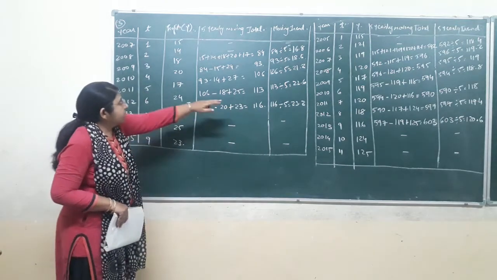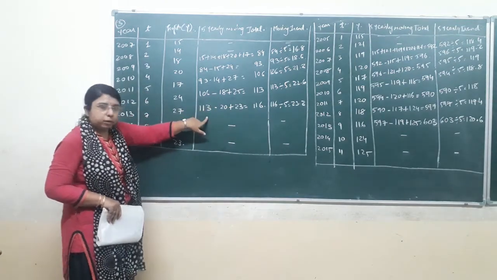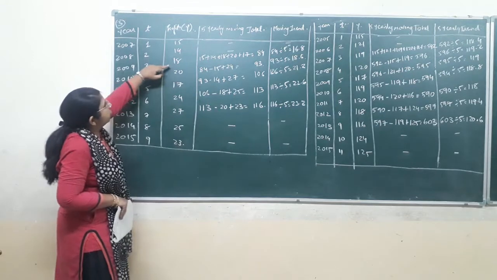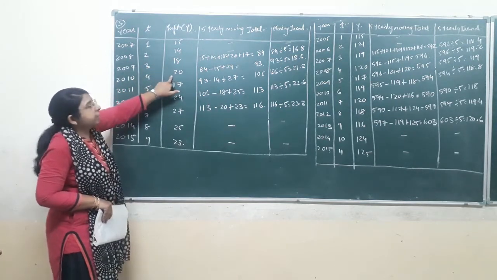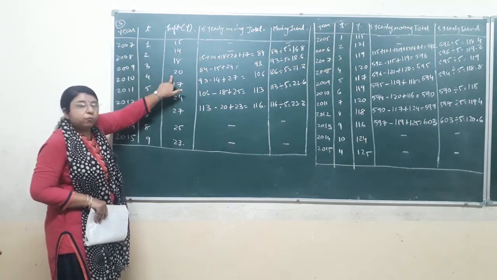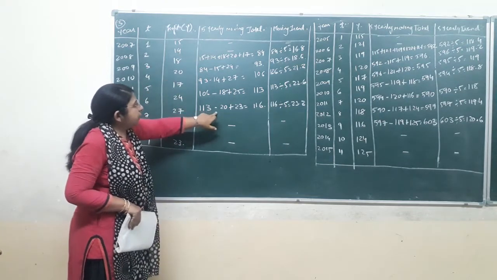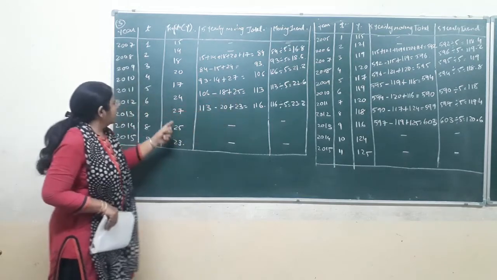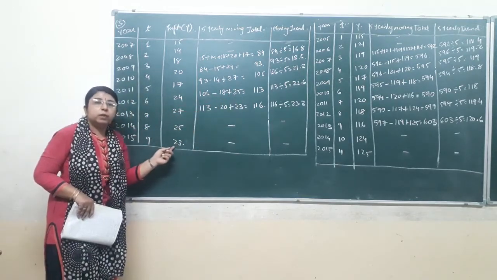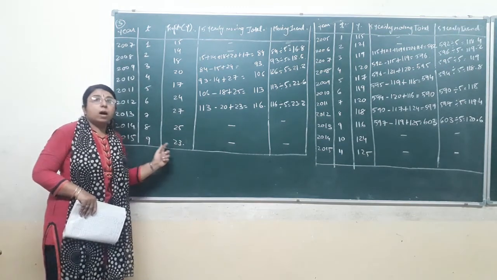Next, that same total for the next value: 113 minus, the last I subtracted was 18, that is y3, so next I will subtract 20, that is y4. So 113 minus 20 plus, the last I added was 25, now I will add the last value, that is 23, that is y9.